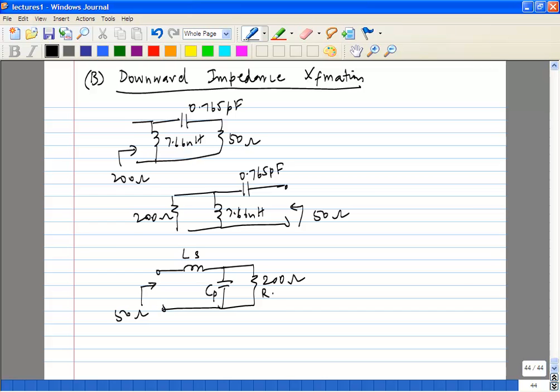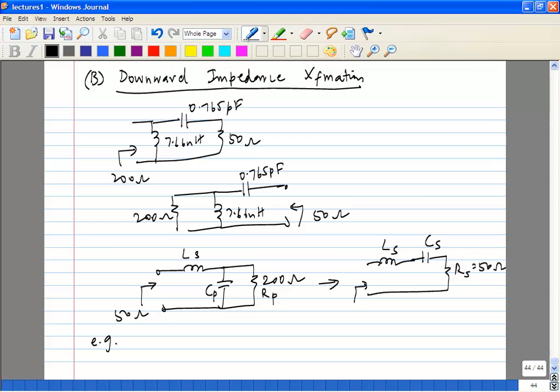And this is RP. Okay, so you would convert this to the same LS, and you have CS, you have RS, and this is 50 ohms, right, at the frequency of interest. So of course this is called a low pass downward transformer. So let's take an example.